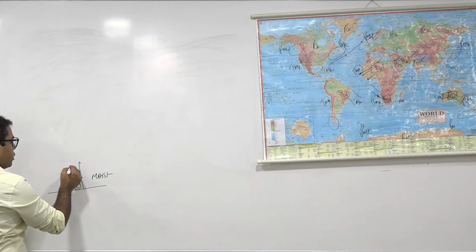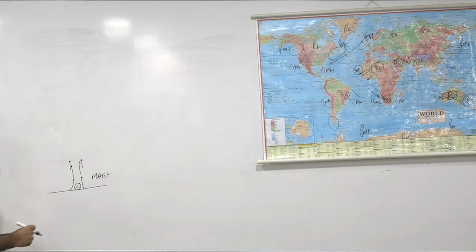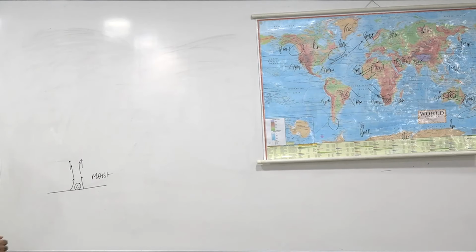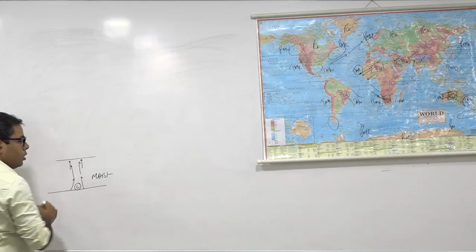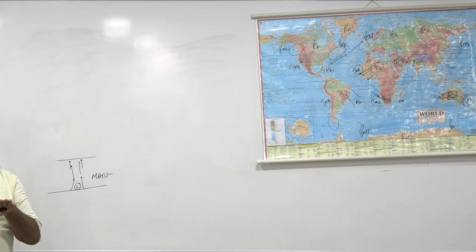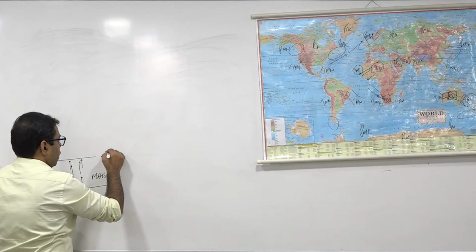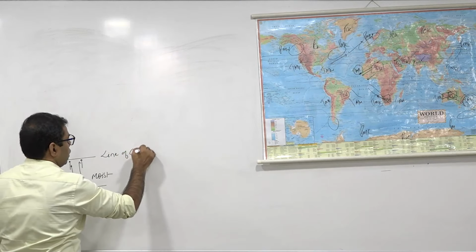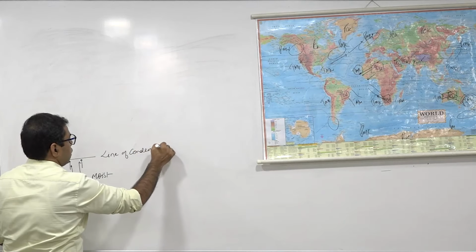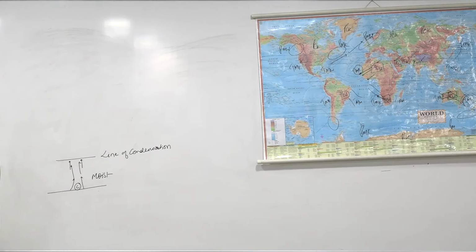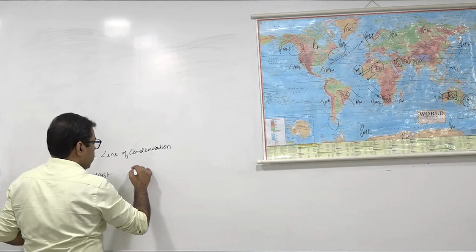So this air when it is rising or in the process of convection, when it reaches to its point of the saturation or the point of the molecules of the moisture, it condenses. That is called the line of condensation. Line of condensation means there is a rising of air and humidity.